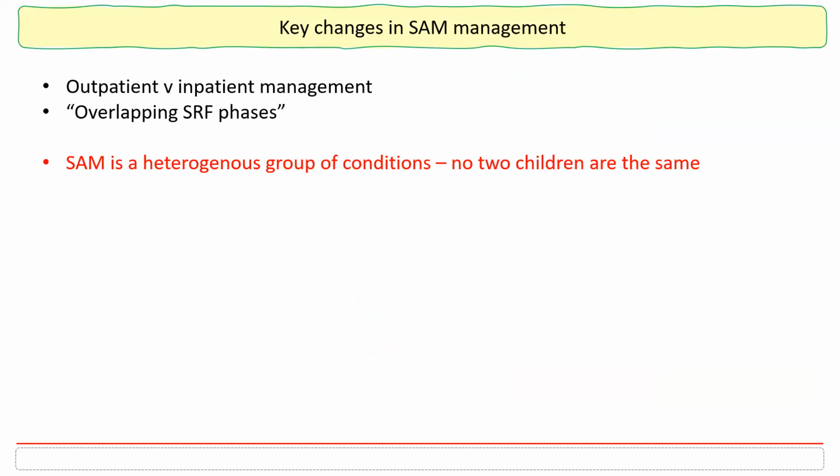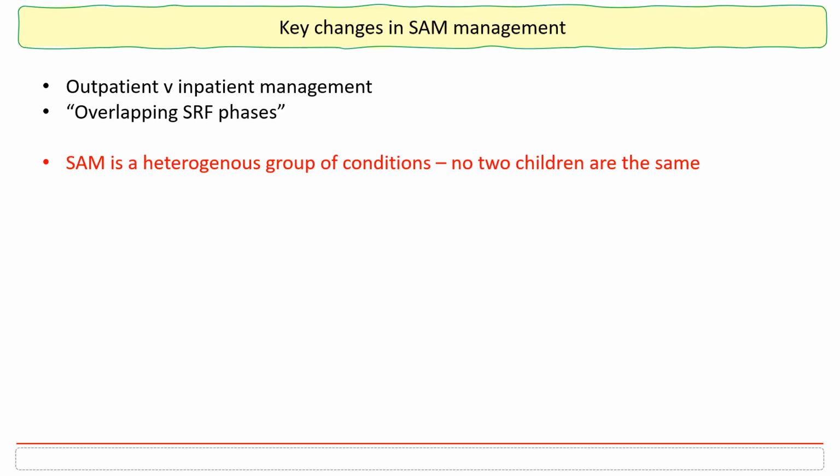So the key changes from when the 10 steps were originally published was that outpatient management was encouraged if it could be done safely in children that didn't have any medical complications. The second important concept was that there are different phases of treatment in malnutrition: stabilization, rehabilitation, and follow-up. These phases are actually overlapping and not sequential. They don't follow one after the other. That was a problem with the initial 10 steps to some extent, that people tended to do things incrementally rather than simultaneously. It's also important to recognize that malnutrition is not a homogeneous condition, and no two children are the same. It will manifest differently in different children.